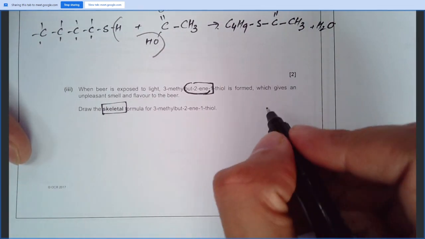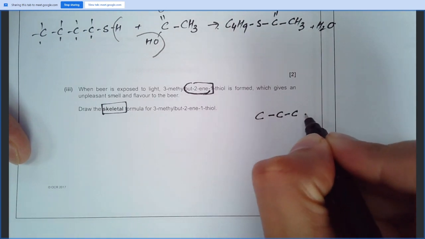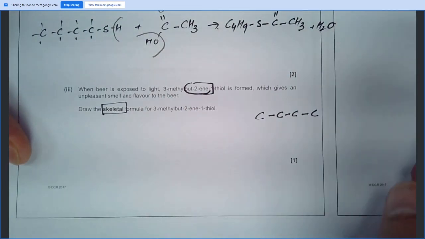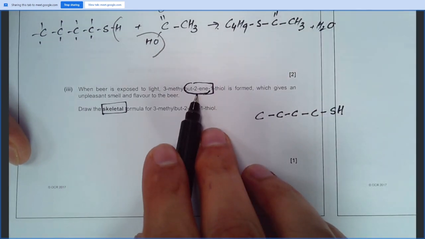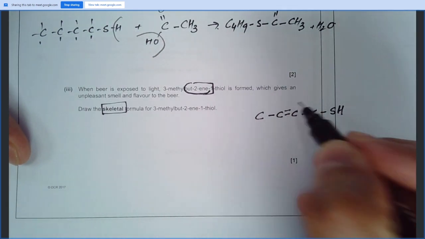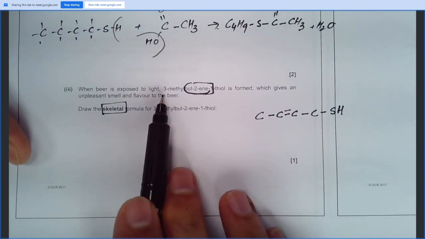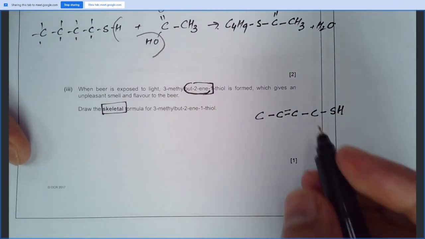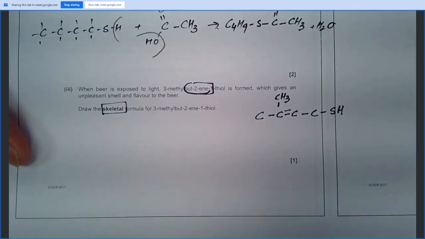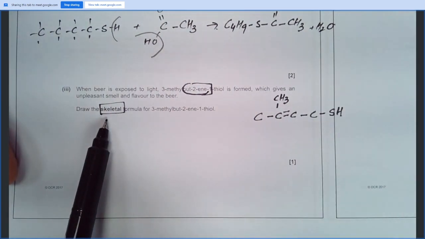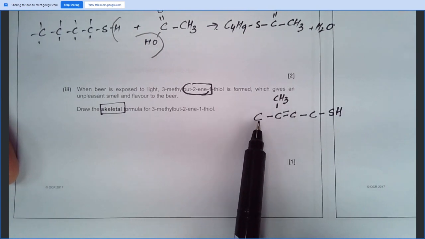For that I'll need to have how many carbons? 4, because it's butene. On the first one you have SH, and it says butene, so I'll have a double bond at this location, and on the third carbon you have a methyl group over here, CH3. Now I can change this into a skeletal formula. So how many carbons do I have in the main chain? 1, 2, 3, 4.